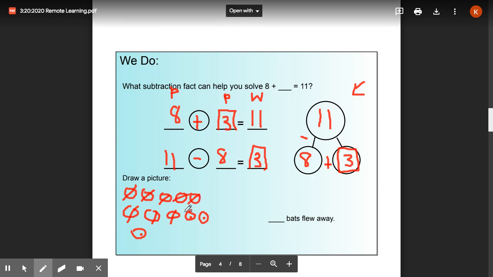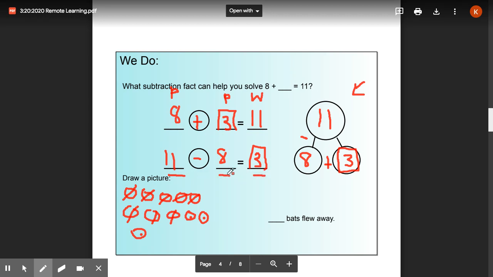So let's go back and take a look at our equations. 8 plus 3 equals 11. 11 minus 8 equals 3. So our question was, what subtraction fact can help you solve 8 plus blank equals 11? The subtraction fact we used is 11 minus 8 equals 3. I know that if I have 11 and I take 8 away, I'll get 3.